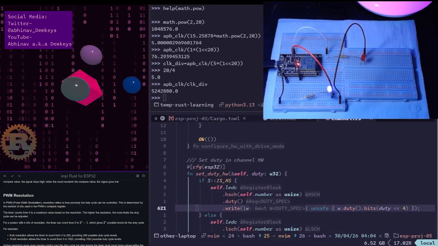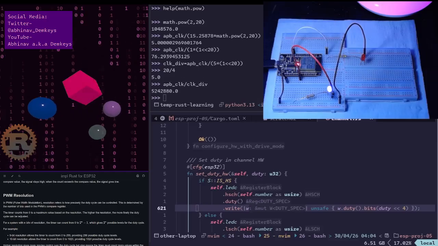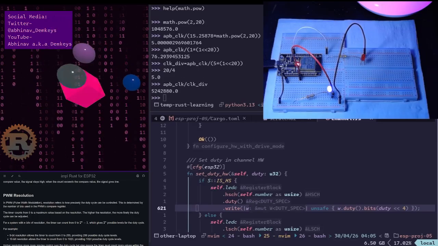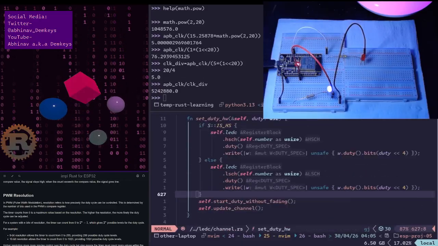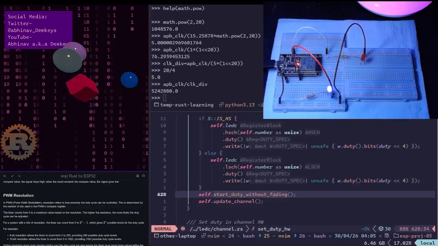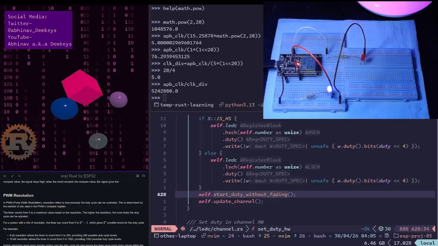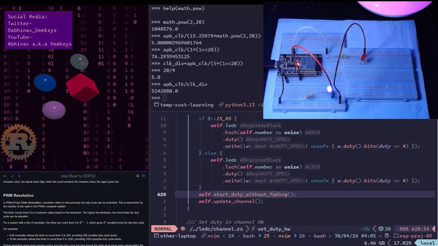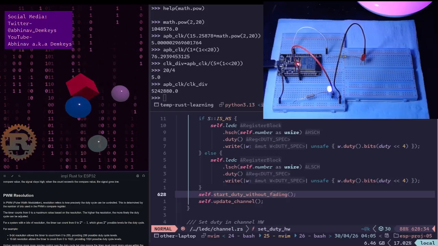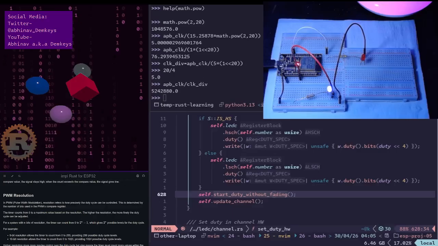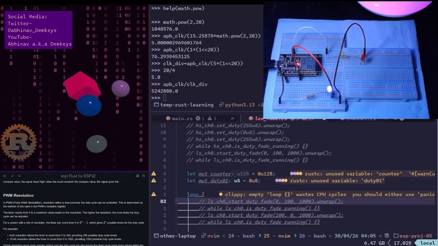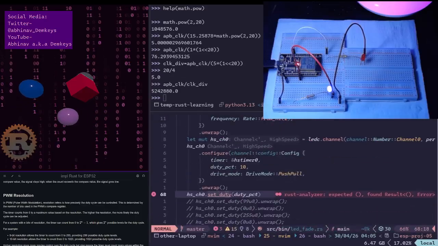Well, maybe I'm simplifying it. I'm saying register values, but there's probably more going on there. Also, there's a function here that I didn't notice until now. Start duty without fading. And now it makes sense that we have a function called wait. I've already opened this, so I don't think I need to close this. I can just move the buffer here, and yeah, so now it makes sense that we have a start duty fade, and then there's a start duty without fade as well.